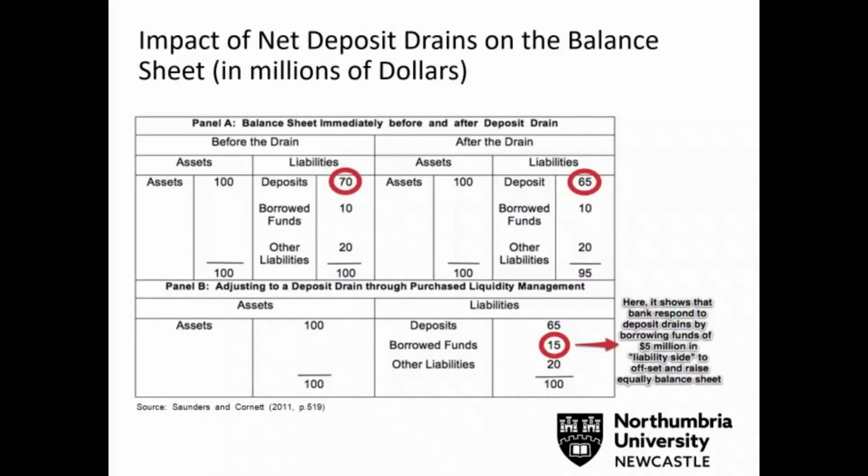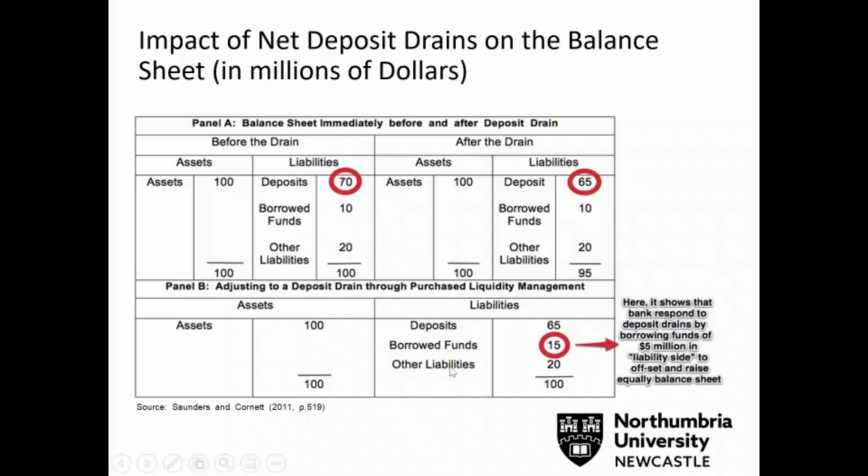So let's look at how we might potentially counteract this. Again at the top, in panel A, we have the before and after. This time, instead of having the stored cash, we've just put assets as 100 rather than breaking down between cash and what have you. So this is the event where we don't have the cash stored. Similar example, you can see we had 70 deposits, but in this case we've had a run on the bank. Again, 5 is gone from our deposits, so our deposits are now 65.